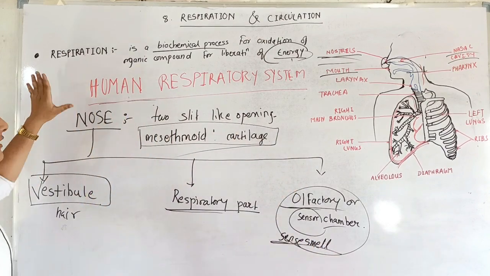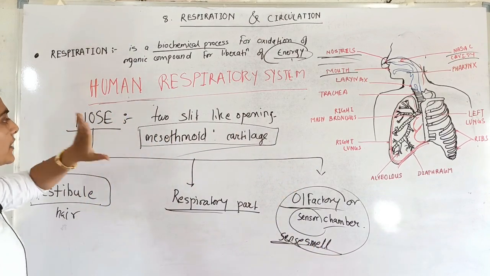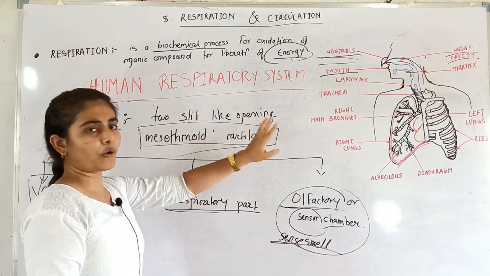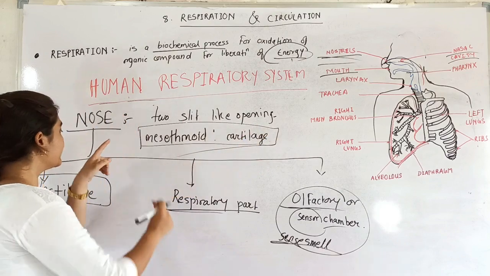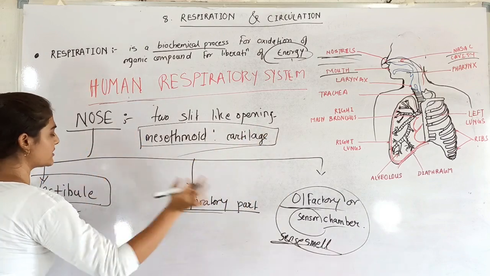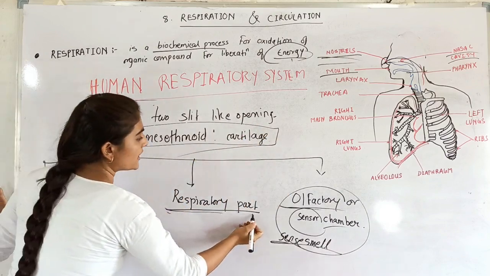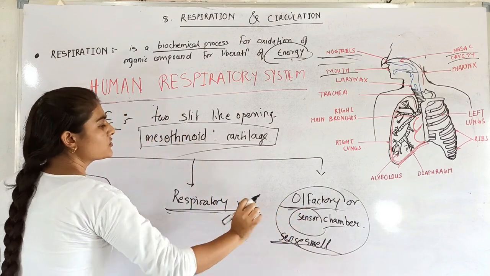So while writing the answer on the nose, first include the two slit-like openings, then mention the mesenteroid cartilage, then you should write these 3 points: vestibule, respiratory part and olfactory chamber.